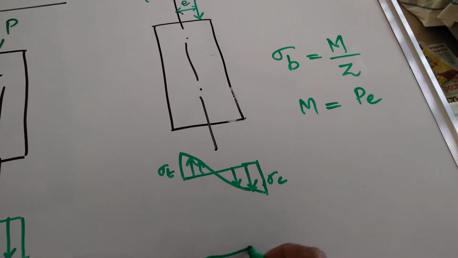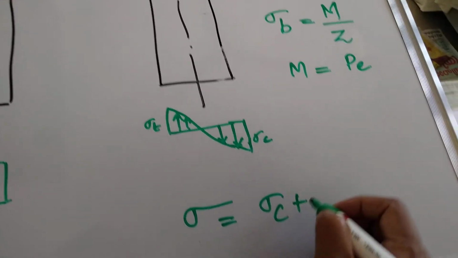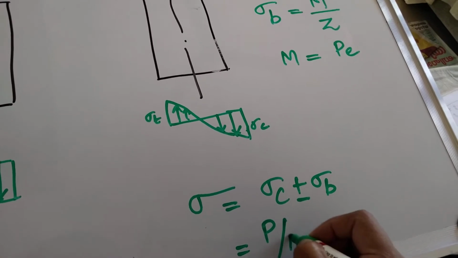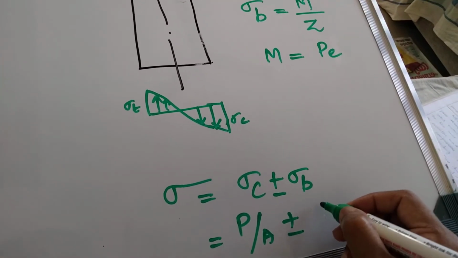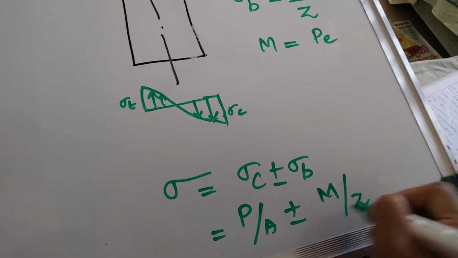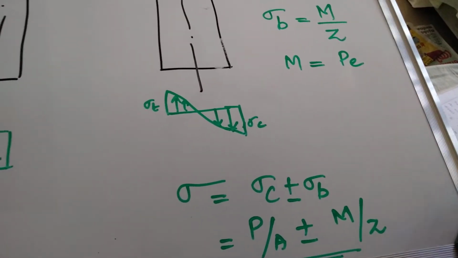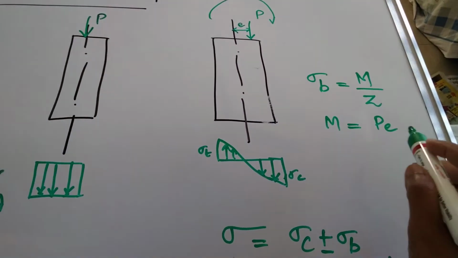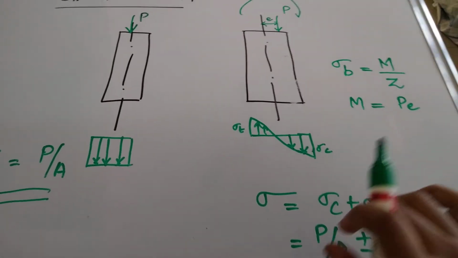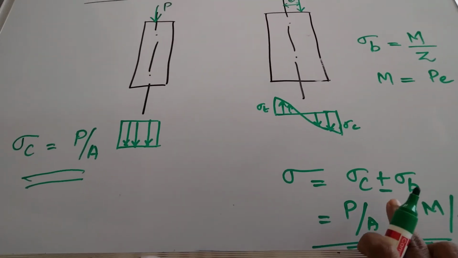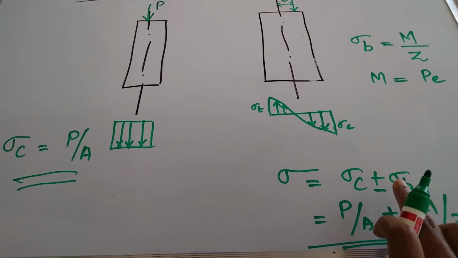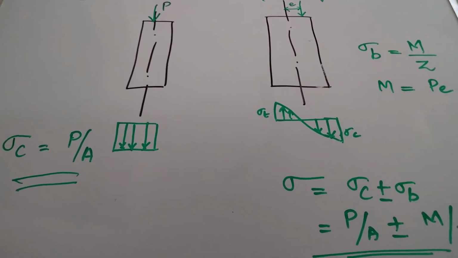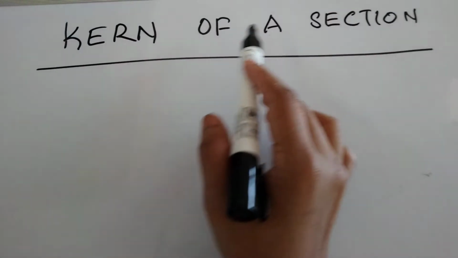So, the total stress will be sigma C plus or minus sigma B, which is equal to P by A plus or minus M by Z, where M is equal to PE, where P is the axial load and E is the eccentricity. So, this is the total stress. The minimum compressive stress will be given by sigma C minus sigma B, and the maximum stress will be sigma C plus sigma B.